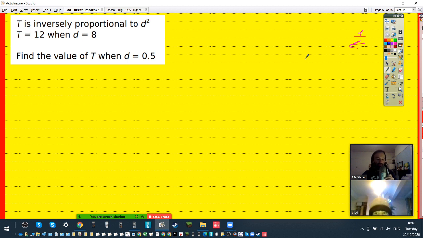Not sure. So, how'd you start it? T equals K over d squared. We'll start with d squared. Okay, squared. What was next? 12 equals K over 8 squared.